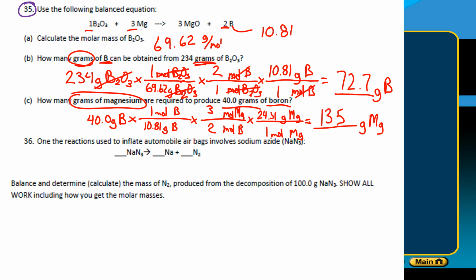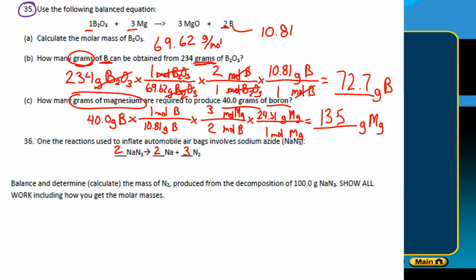All right. So now, doing number 36, like I said, I forgot to assign it. But if we balance this, you should get 2, 2, 3. If you want to go ahead behind me and verify that, just double check.